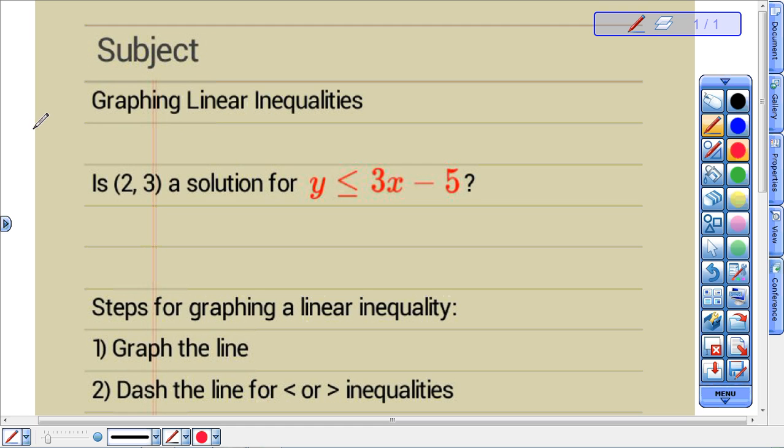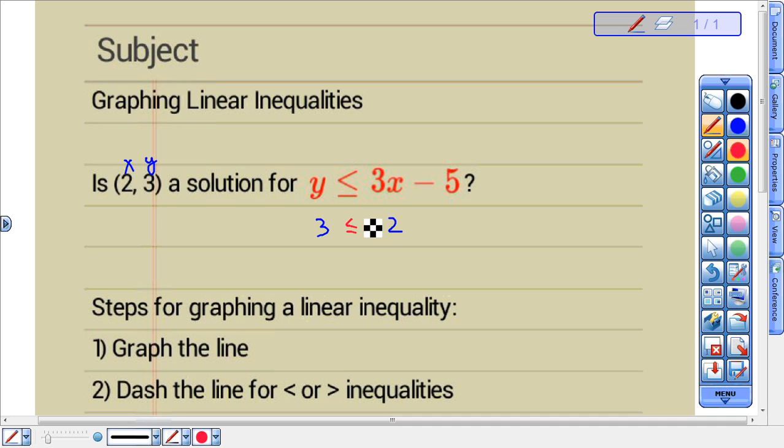Guys, this is Mr. Kidle and we're going to talk about graphing linear inequalities. So let's start by finding if (2, 3) is a solution for the linear inequality y is less than or equal to 3x minus 5. We will label x as 2, y as 3. We're going to plug these numbers into our inequality.